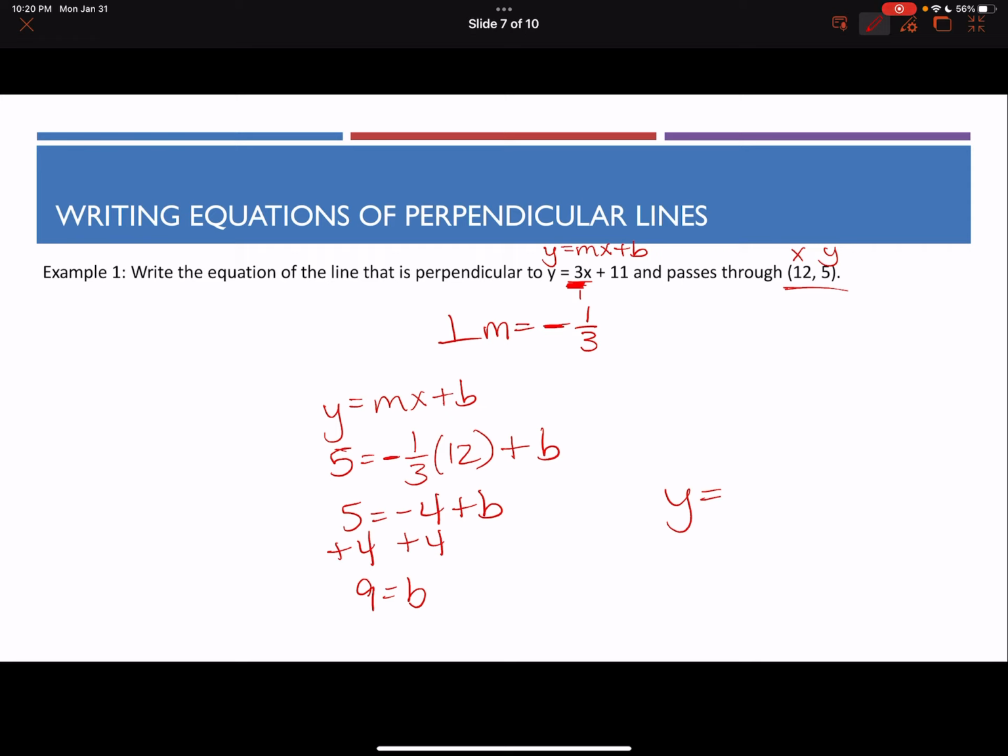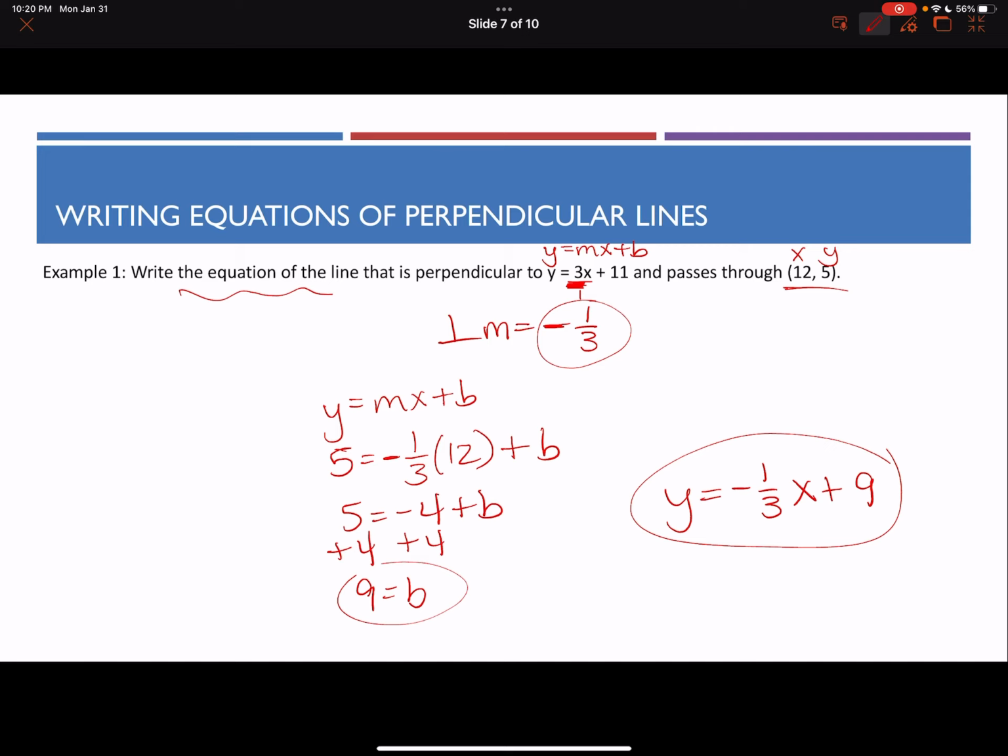Now, again, I need my equation. This isn't good enough. I can't just solve for b and be done. So I'm going to take the m that I just found and the b I just found and put it all together. y is equal to negative 1/3 x plus 9. That's my equation, perpendicular to that original line they gave me. So there's my final answer, okay? So just like before, I find the slope, and then I use y equals mx plus b to write the equation of the line going through the point that they gave me.